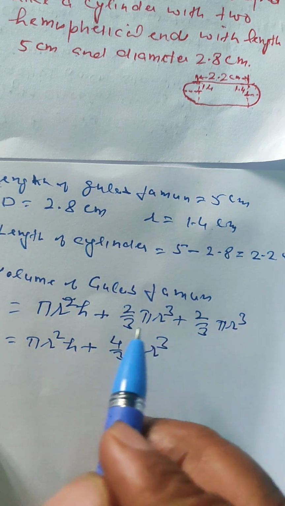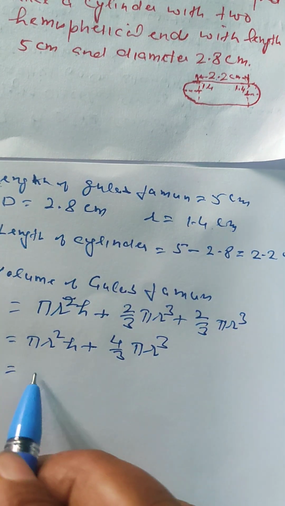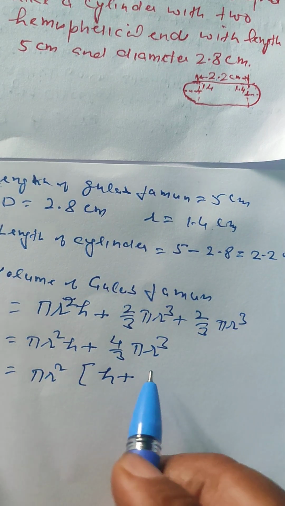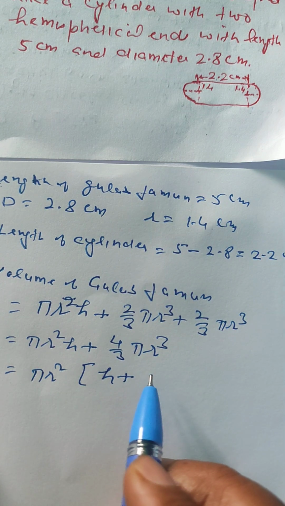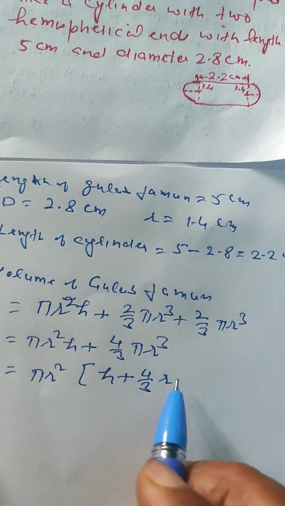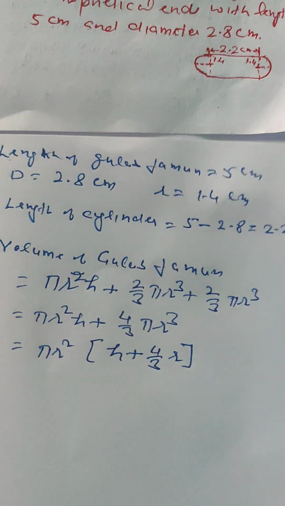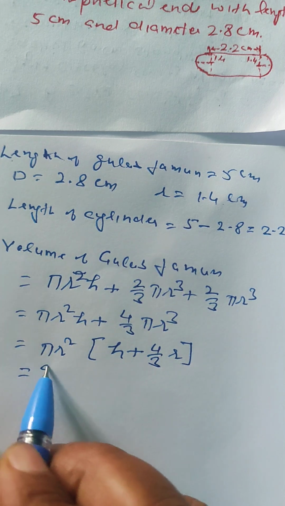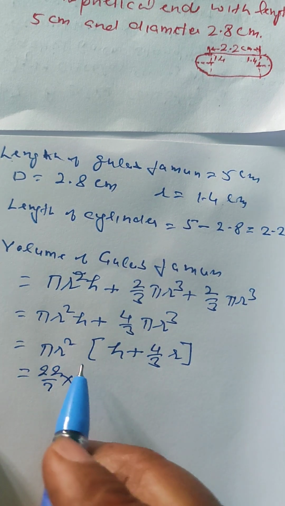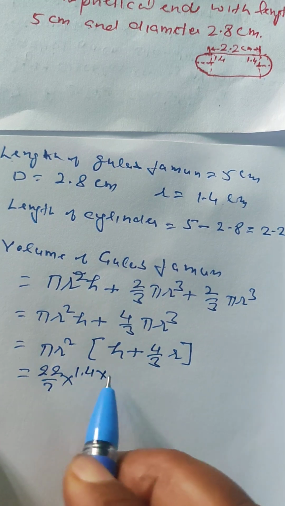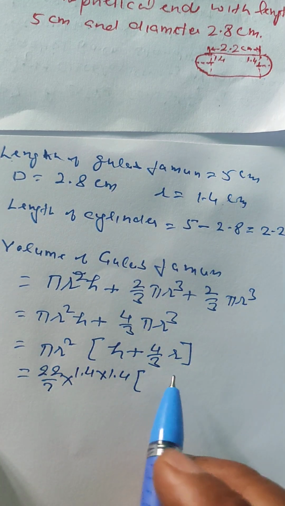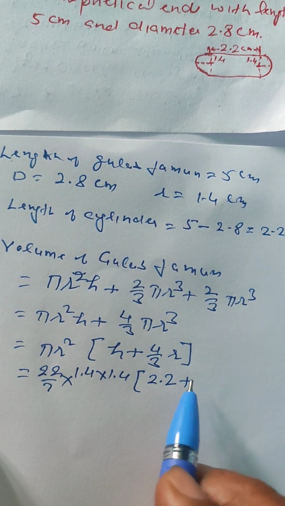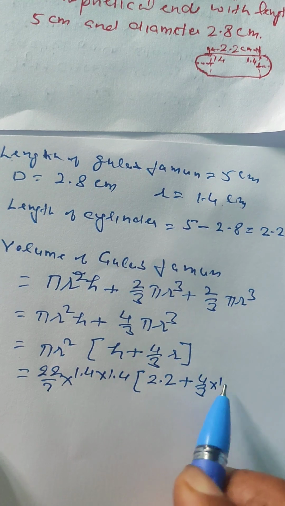We add both. Then pi r square is common, h plus 4 by 3 r, equal to 22 upon 7 multiplied by 1.4 multiplied by 1.4, where h is 2.2, plus 4 by 3 times 1.4.